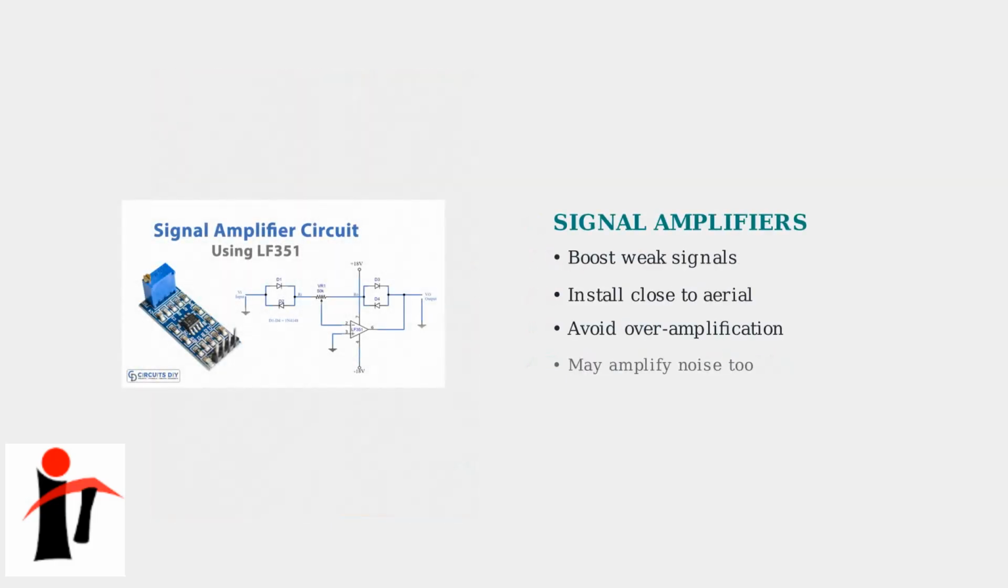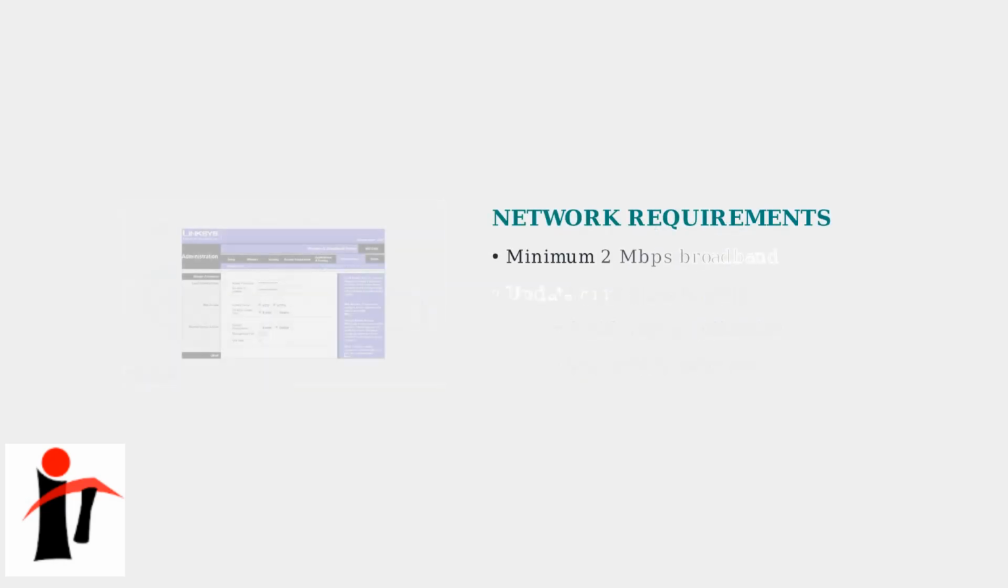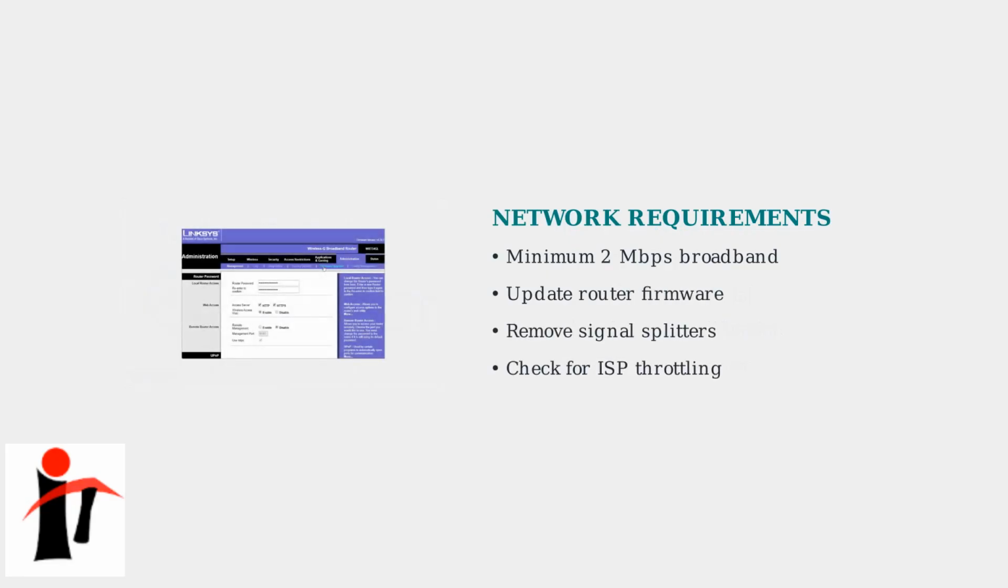These boost your signal strength, but should be used carefully as they can also amplify noise if the original signal is too poor. Remove unnecessary signal splitters, as each splitter reduces signal strength. Also ensure your broadband connection is stable with at least 2 Mbps for streaming channels.